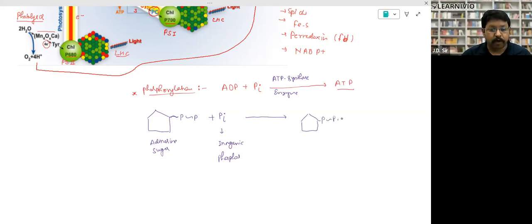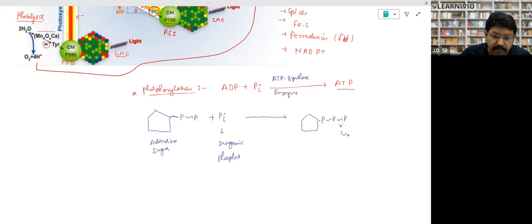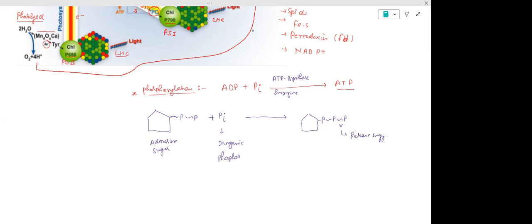And we know when bond formation takes place, energy is stored. And when the bond breaks, energy will be released, right? So this bond will break down and it will release energy. That's why when we say that ADP becomes ATP, it means energy formation is taking place. When ATP breaks down into ADP, energy production is taking place. Is that clear or not? Tell me. Is that 100% clear? Yes, sir.